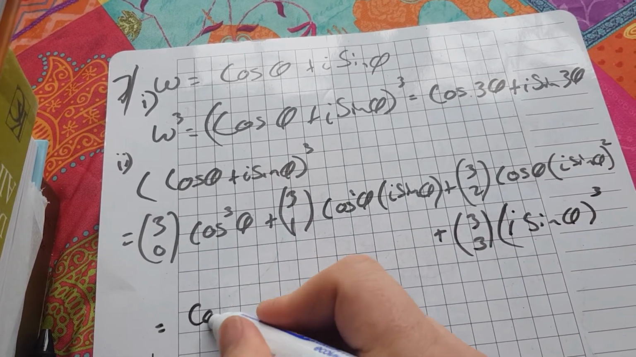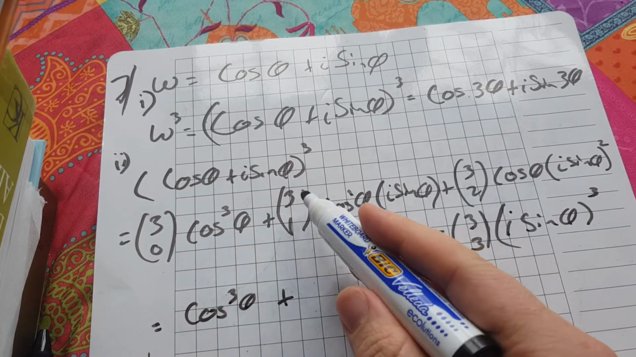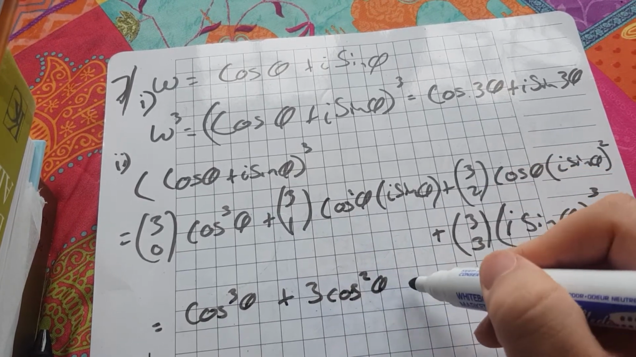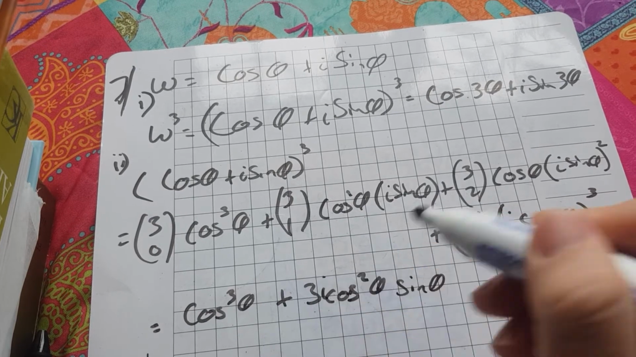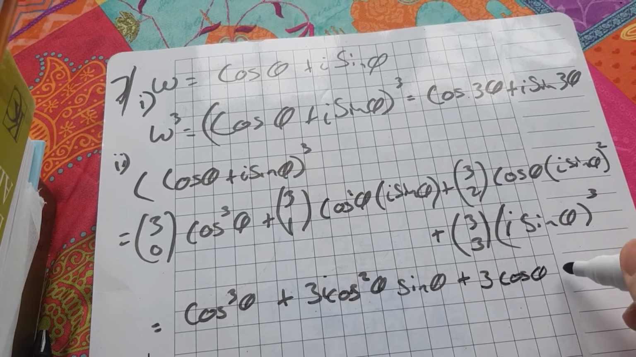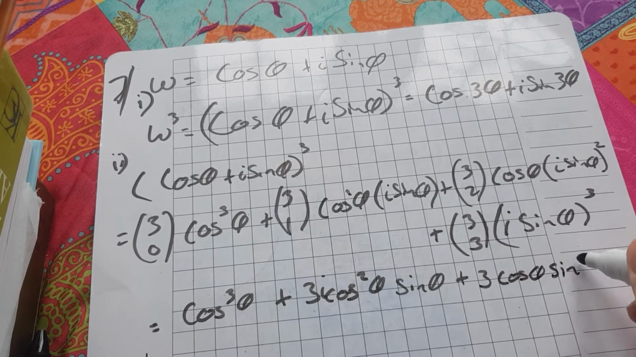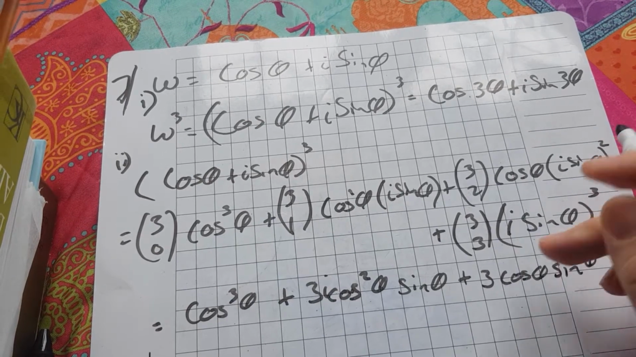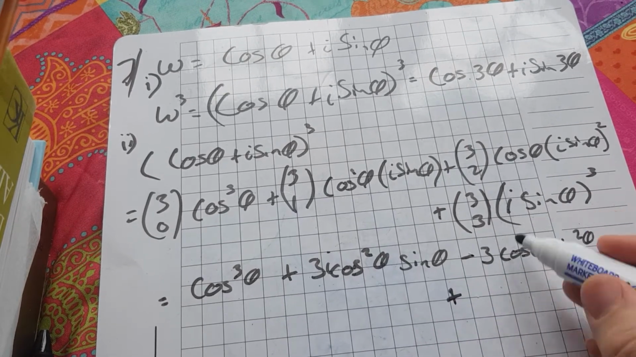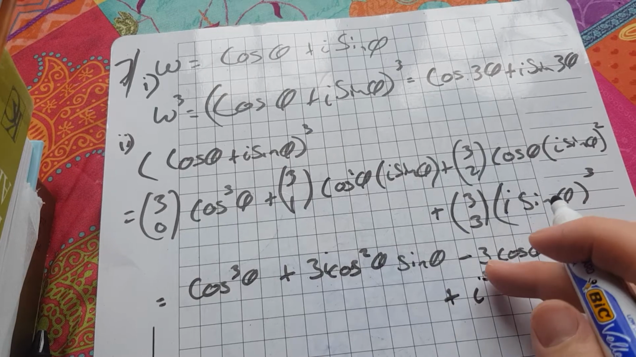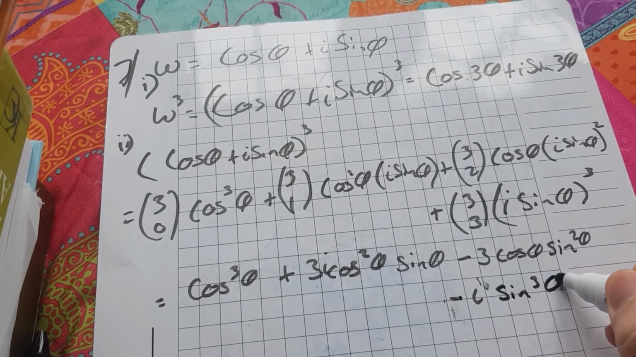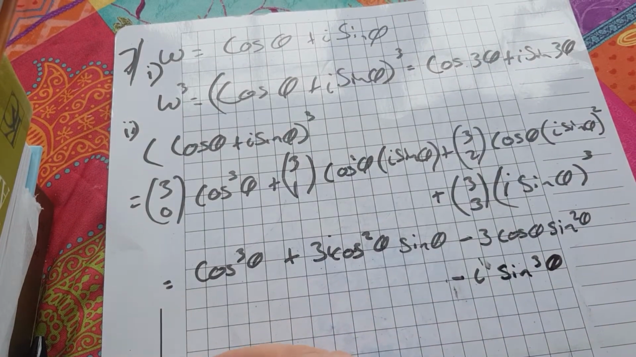3 choose 0 is 1, so just cosine cubed theta. 3 choose 1 is 3 cosine squared theta, and then i sine theta, so I'll put the i out here. 3 choose 2 is also 3, so 3 cosine theta sine squared theta, and the i squared becomes negative 1, so I'm going to change that to minus. Plus 3 choose 3 is 1, so it becomes i cubed, and i cubed is negative i, so let's go straight to that, minus i sine cubed theta. Now, that's part 1. Part 3, sorry, that's part 2.